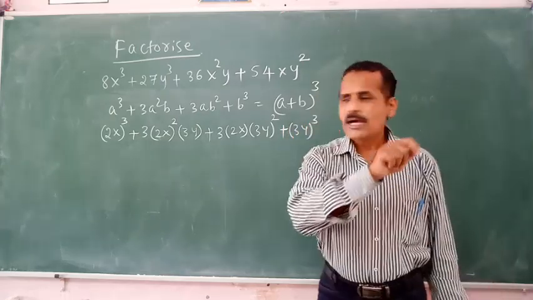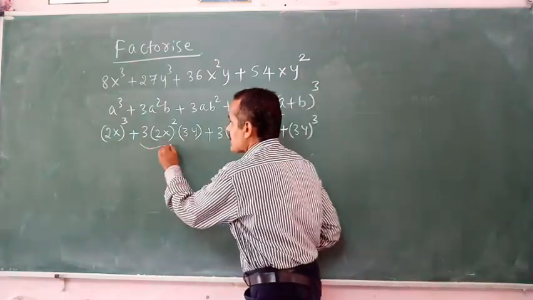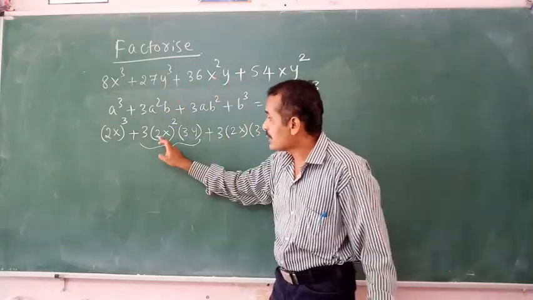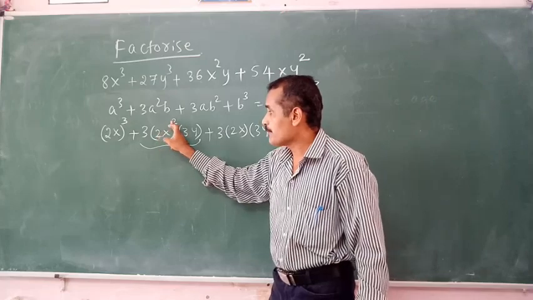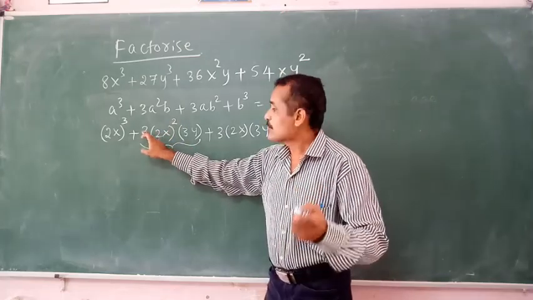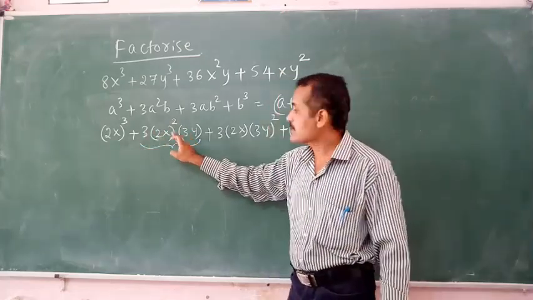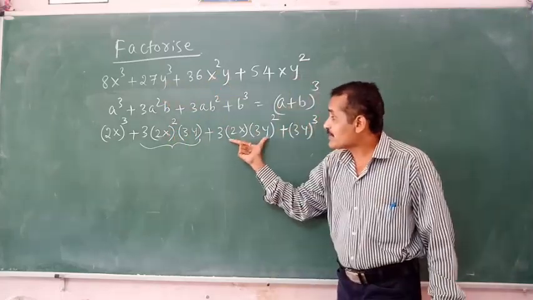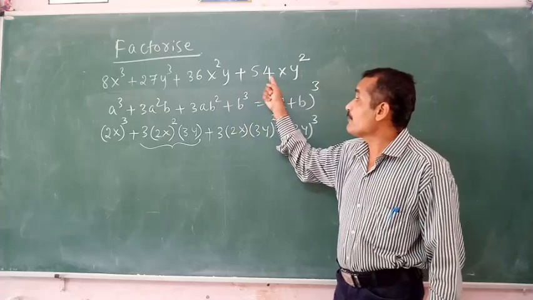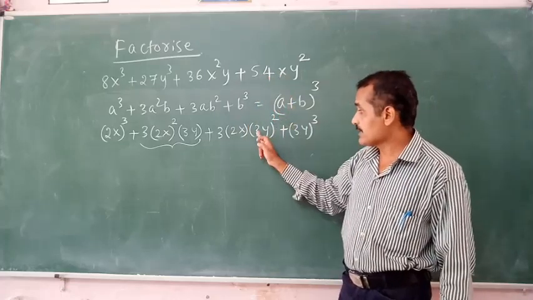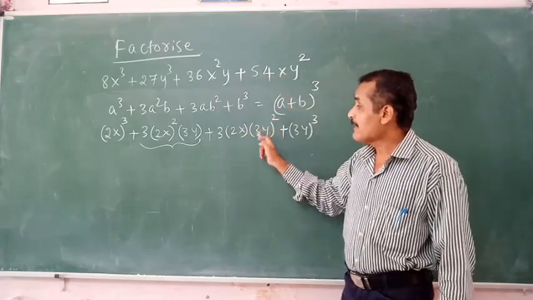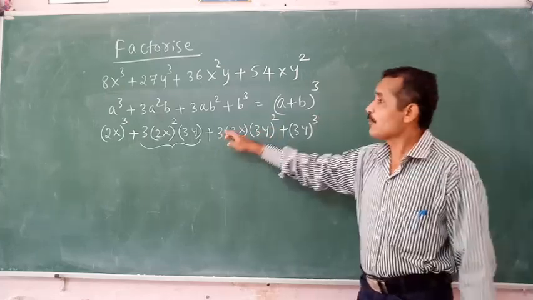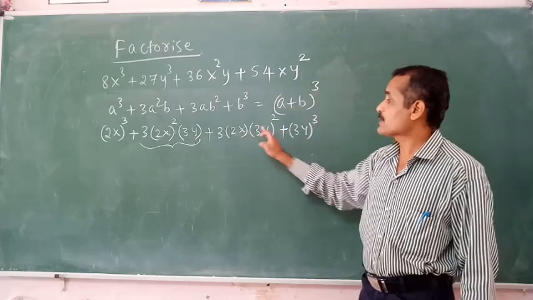If you want to verify your answer, multiply these three and check. You should get 36x square y. Check it. 2 square is 4, 4 3s are 12, 12 3s are 36, x square y. Multiply these three and check. It should be 54xy square. See, 3 square is 9, 9 2s are 18, 18 3s are 54, 54xy square.